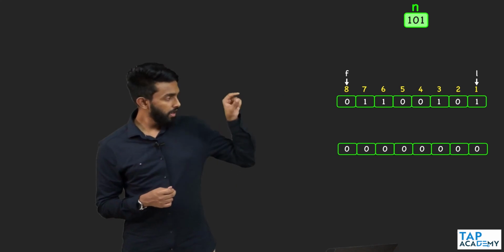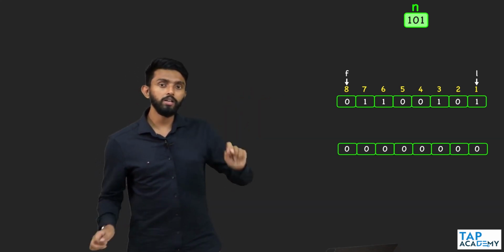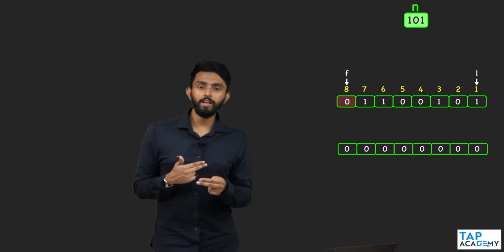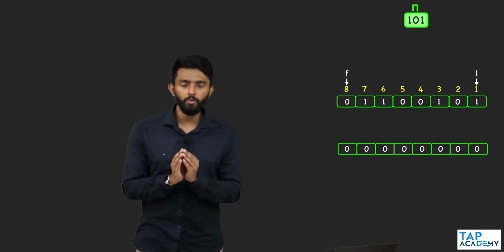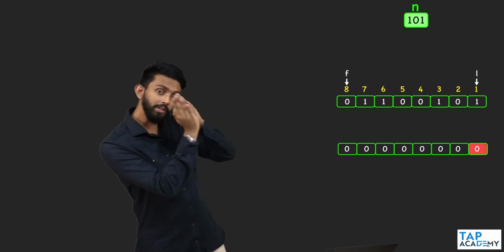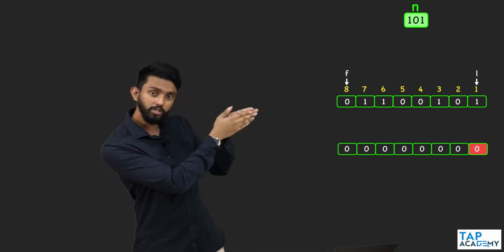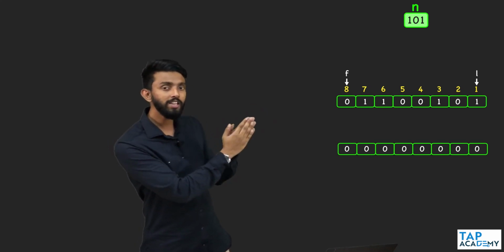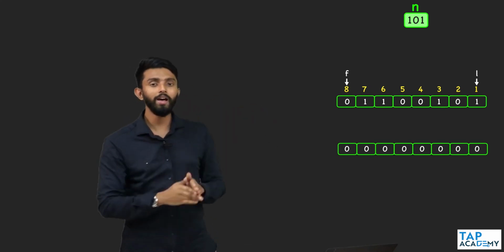I hope I'm clear. Now, if I look at F, look at the bit. Is it set or unset? It is unset, right? It is 0. Now, if it is 0, then in the reversed bit, it must come in the first position. Now, in the first position, it's already 0. So, if it is unset, I don't have to do anything. I will keep it as it is, right?